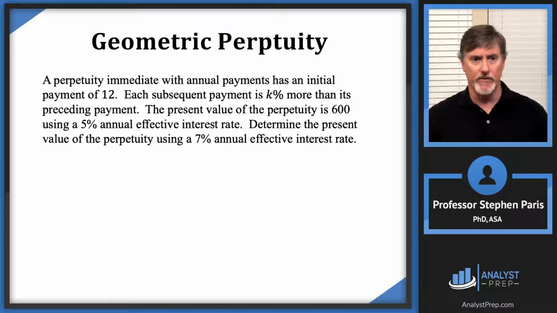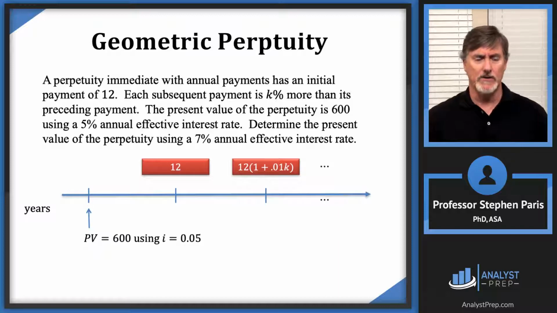Okay, let's start with the fact that the present value of the perpetuity is 600 using a 5% interest rate, and look at what the timeline is going to look like. This is a perpetuity immediate, so the present value is one period, in this case 1 year, before the first payment. The first payment is 12.